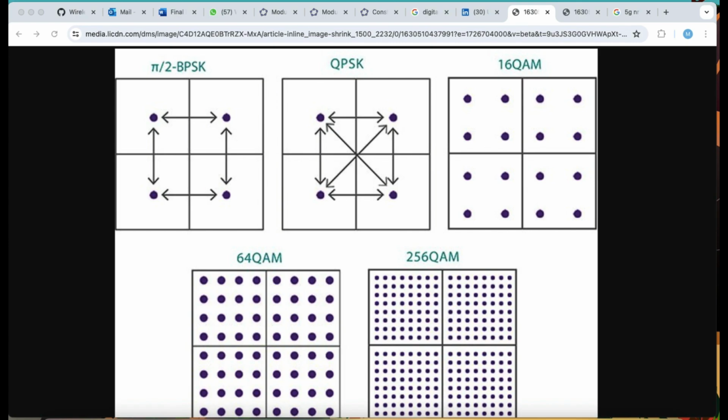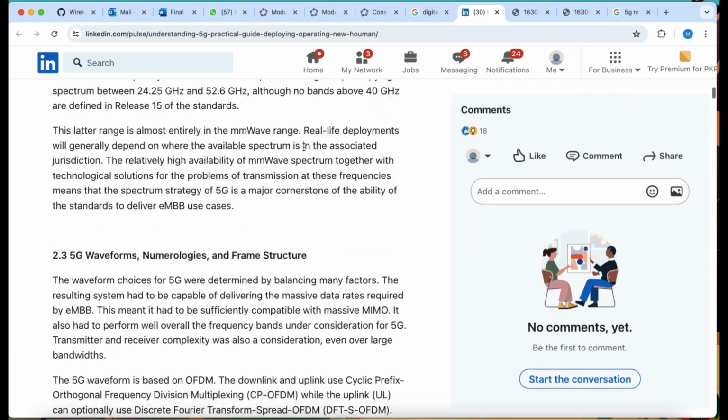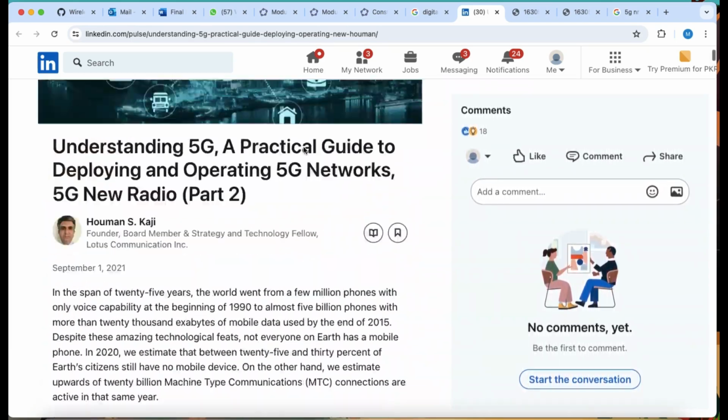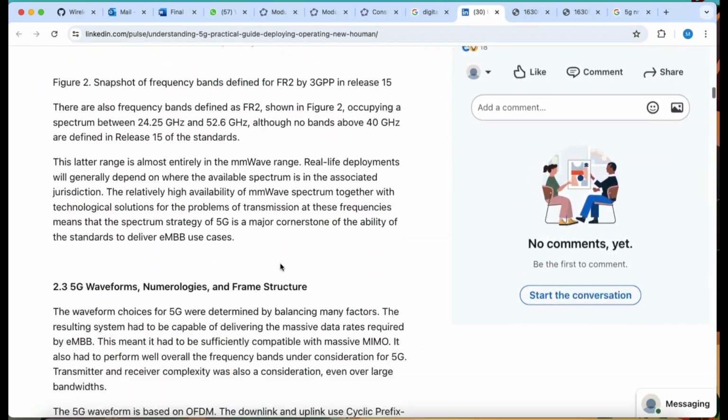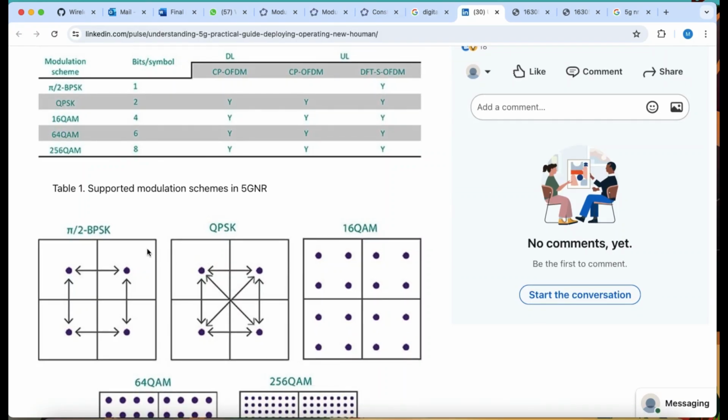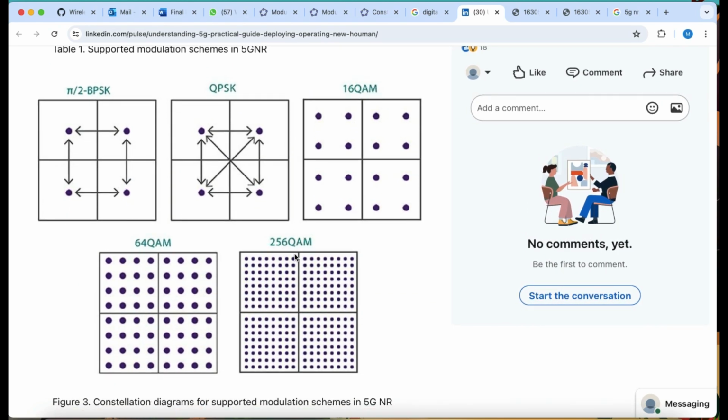Why did I decide to make this video now? Because I just want to give you a brief explanation of what a modulation scheme is, because these are key technological components in your 5G technology. I came across this paper, Understanding 5G, and the supported modulation schemes in 5G are going to be a variation of phase shift keying, which includes pi by 2 BPSK, QPSK, 16 QAM, 64 QAM, and 256 QAM. All of these modulation schemes are variations of a basic digital modulation scheme known as phase shift keying. You're just shifting a phase based on the data stream.